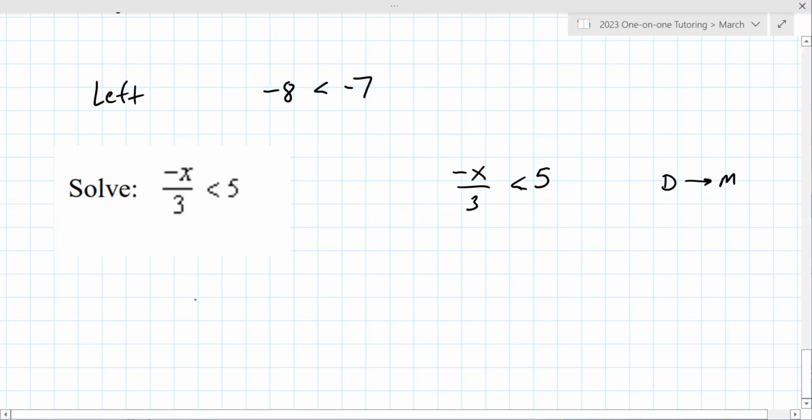-x is less than 15. Okay, this would be okay if you were allowed to solve for -x. You can't have a negative though. So keep going. I caught a mistake. Keep going. You're almost there.